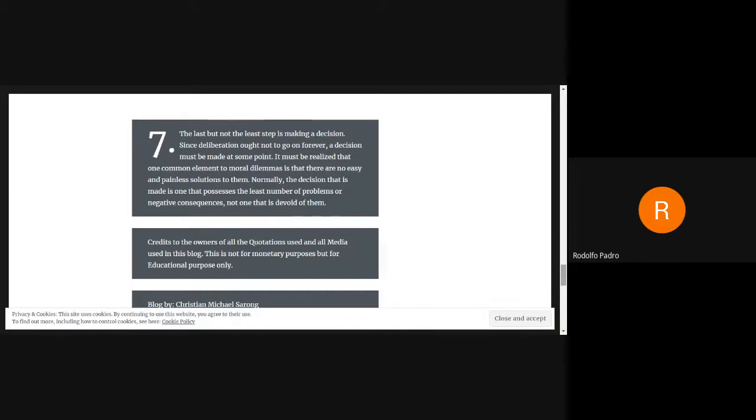So with that, you need to decide now what to do, because since we're here in the last step, it must be realized that the one common element of moral dilemmas is that there are no easy and painless solutions to them. In reality, when we deal with some problems, we cannot avoid losing something. We spend our time, and we get hurt. But that is normal, just like in the case of Lawrence Kohlberg, we have consequences that we must face.